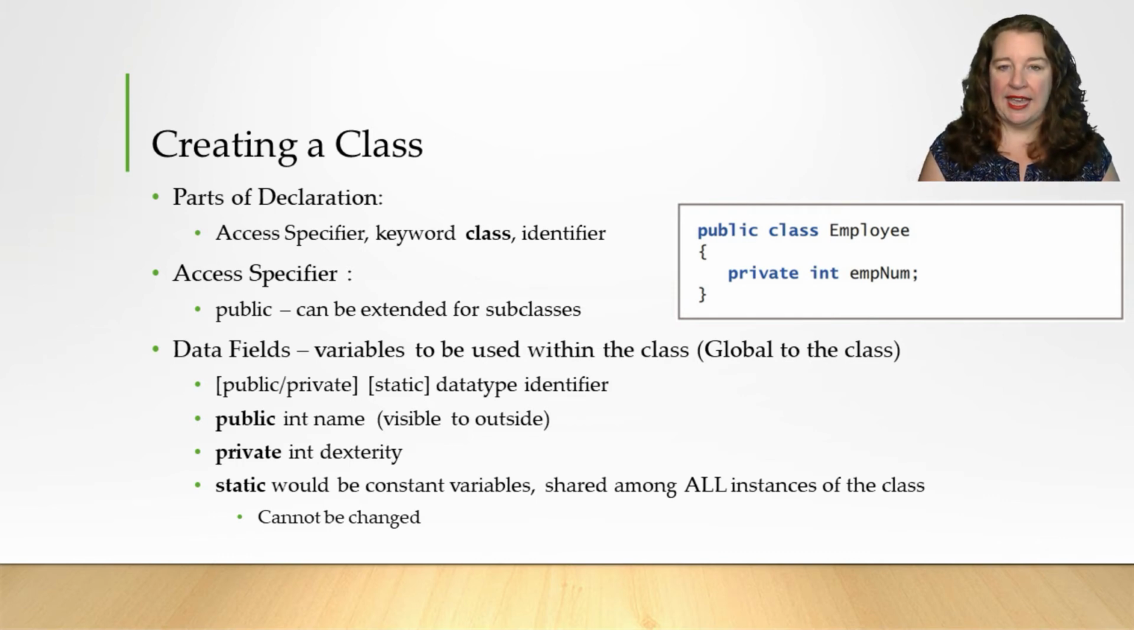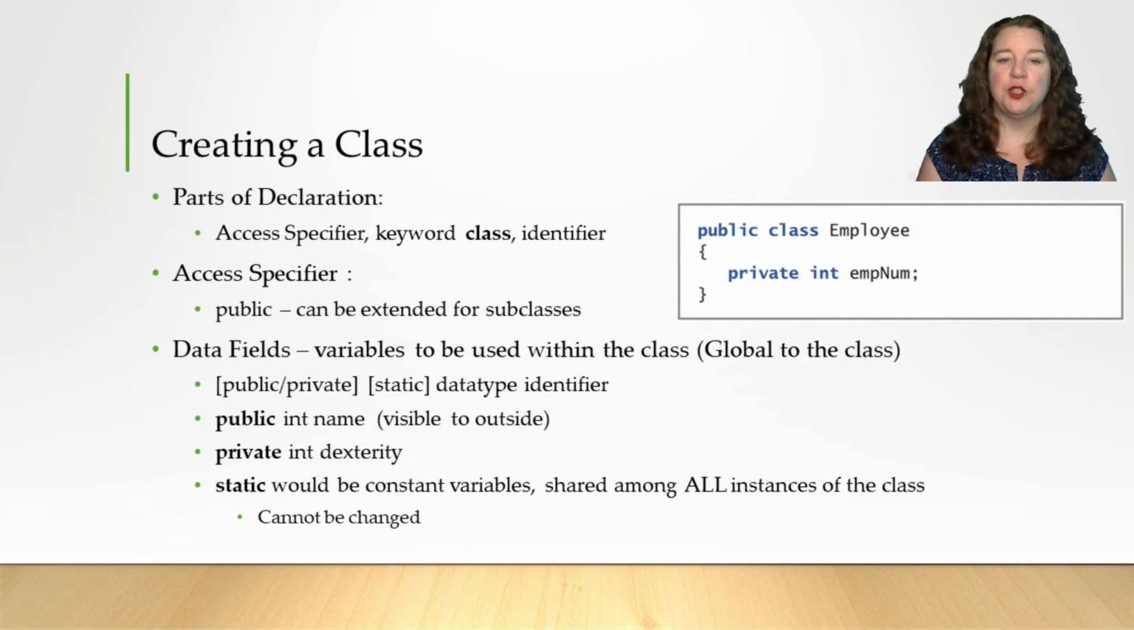If they're public, they can. You can again make them static, which means they can be used and are shared among all instances of the class. They're constant variables. So if I had an employee, I might make a static that's company name. Everybody who's an employee of my company is going to have the same company name, but I want to reference that. So when I create my class, I'm going to create a static public variable or private variable called company name, and everybody's going to have the same company name.